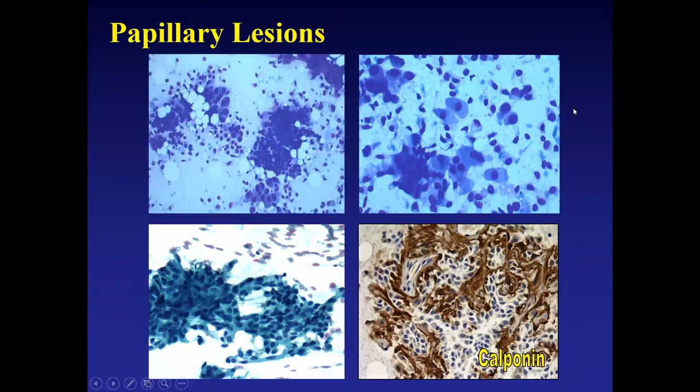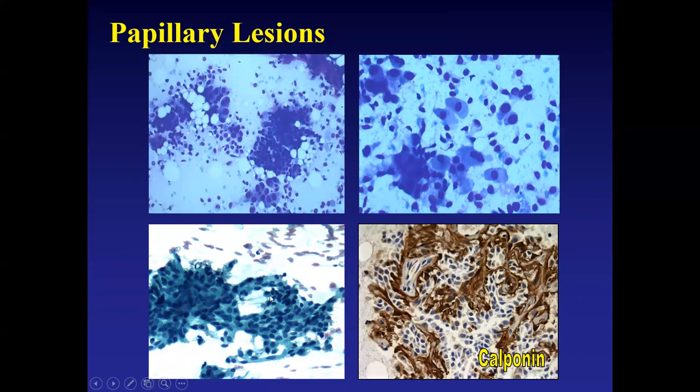Papillary lesions, another entity that is very difficult to make a distinction of: an intraductal papilloma versus well-differentiated papillary carcinoma. How do we make that distinction? You can see that there are different cell types in intraductal papilloma. You can see some of the larger cells, some apocrine cells. You can see the epithelial cells in here. You can see some tall columnar cells in here.